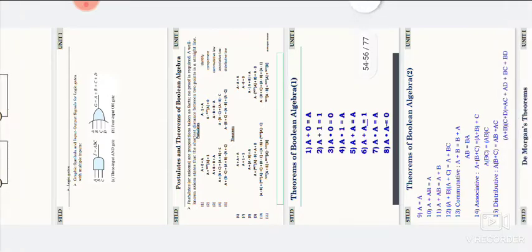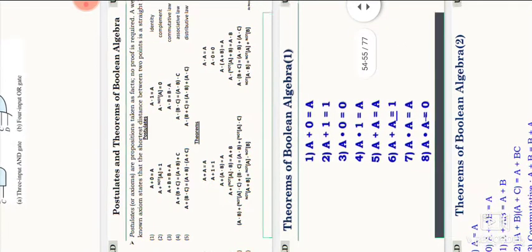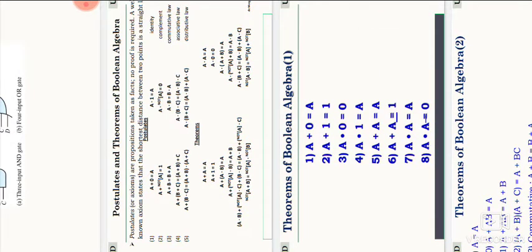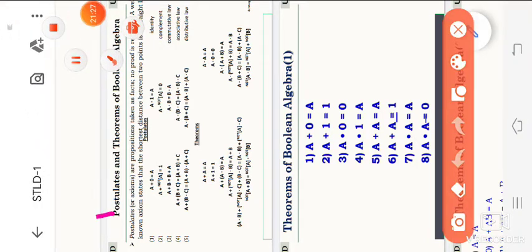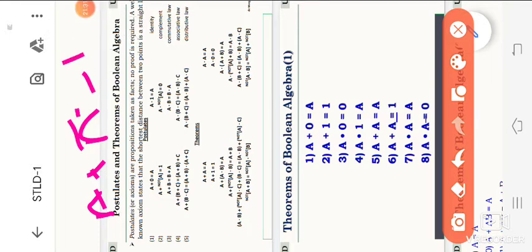So next one is the Boolean theorems. Those are very important theorems. Here we have to observe the Boolean theorems. First one is the identity theorem. A plus 0 equal to A. So next one is A plus A bar equal to 1.